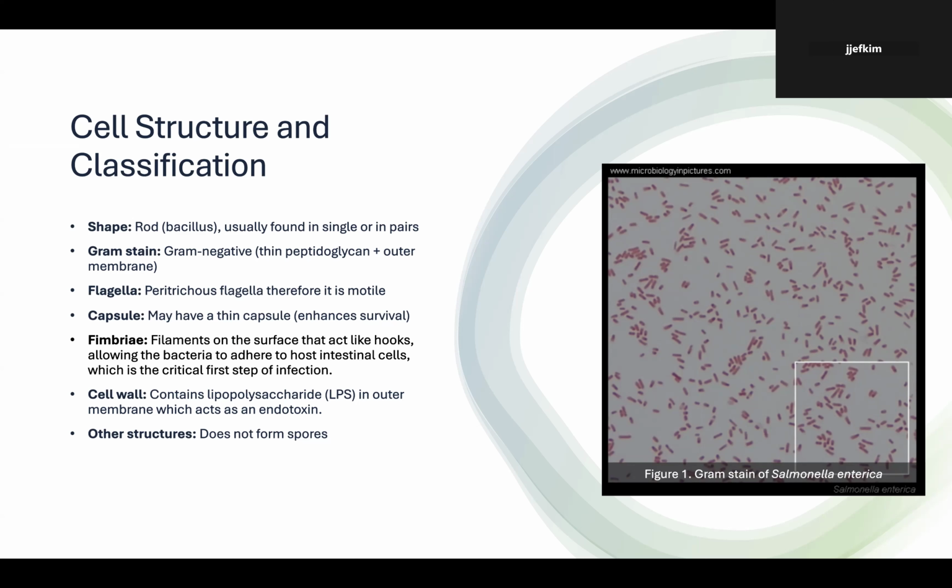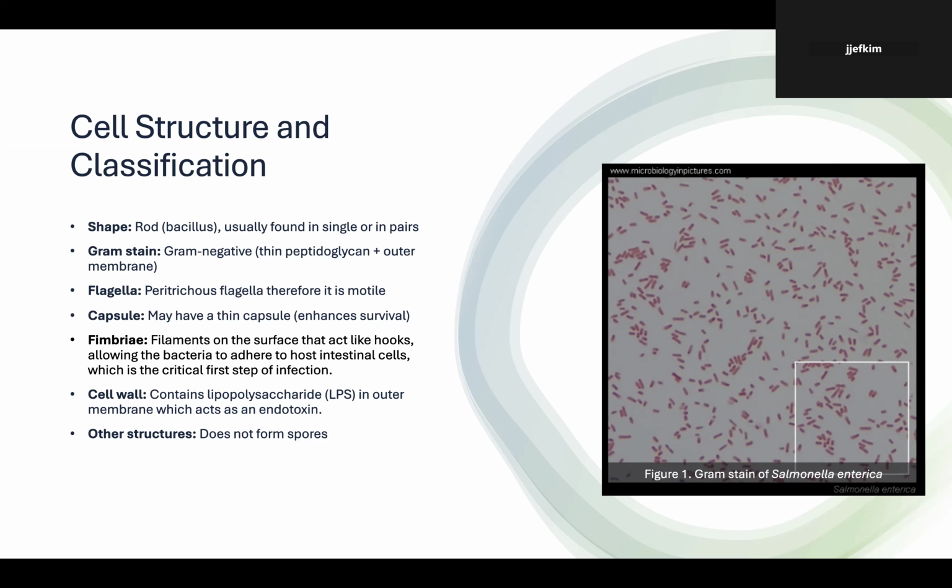Another important structure is the fimbriae. These are short, hair-like projections that help the bacterium stick to intestinal cells. Attachment is the first step in causing infection. Salmonella enterica depends on its capsule, fimbriae, and outer membrane to survive and spread.